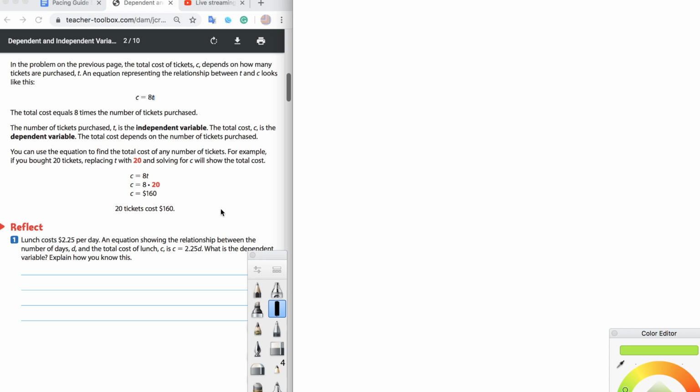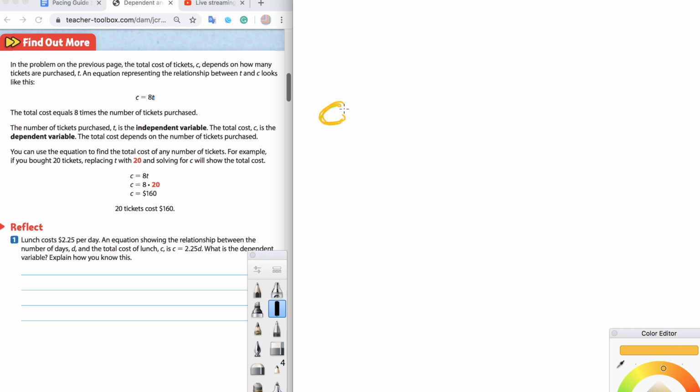So in this problem right here, this is the equation they're giving you. Let's switch colors. C equals 2.25 D. And they're saying that 2.25 is how much lunch costs per day. So if I'm paying for one day, it would be 2.25 times 1 times D. And that would be my cost for 1 day. So my cost for 1 day would be $2.25.